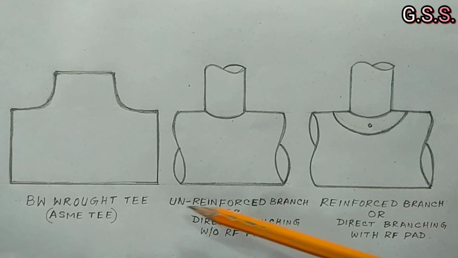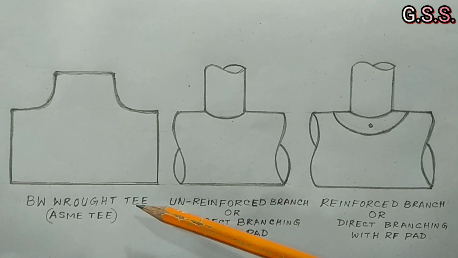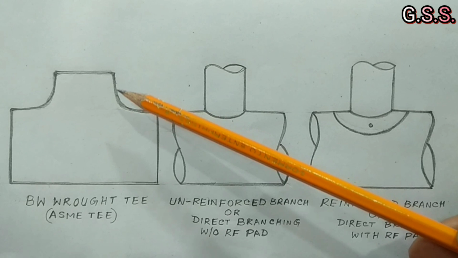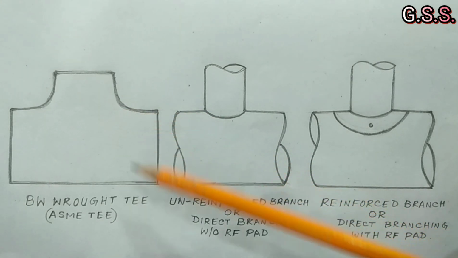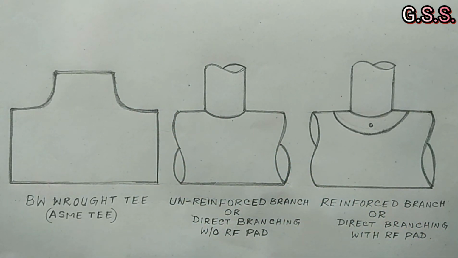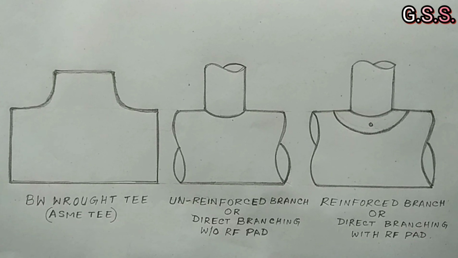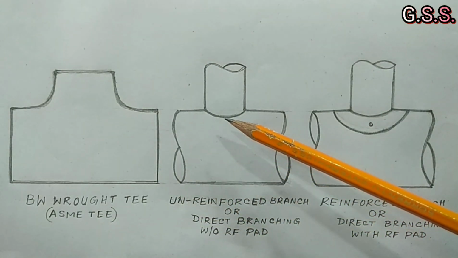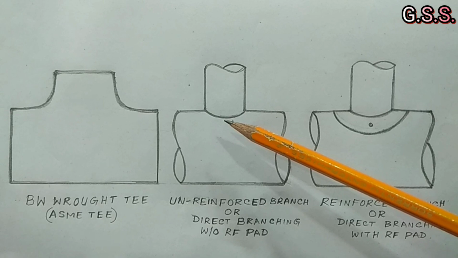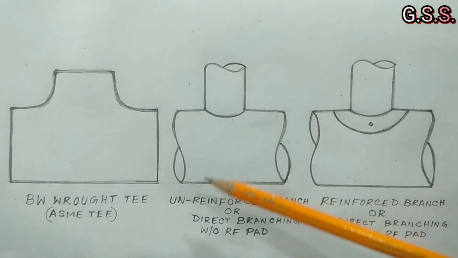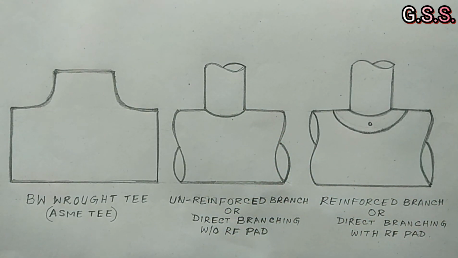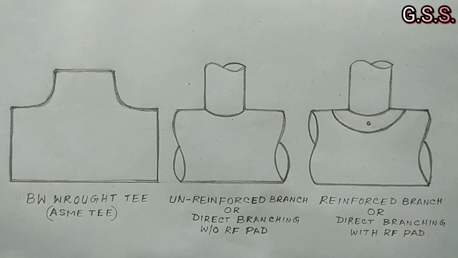T is a costly fitting, but due to the curvature at branching, SIF, which means stress intensification factor, is very low, and T can take more piping load, whereas a branch connection has very high SIF and can take low piping load. So, higher stress will be generated in a branch connection compared to a T.